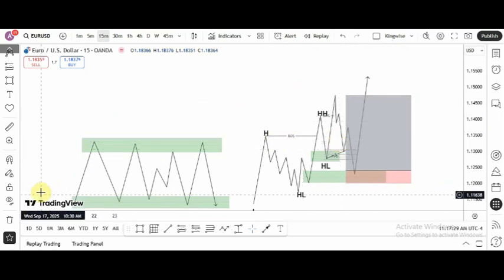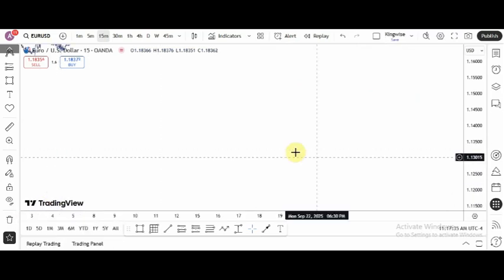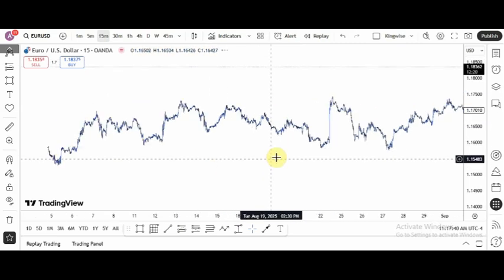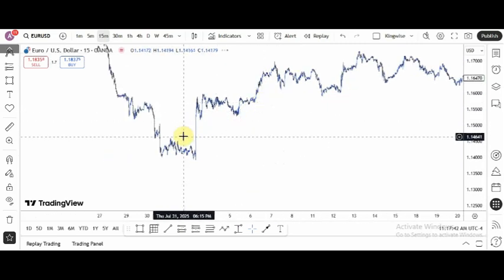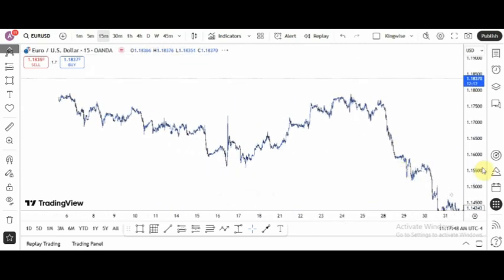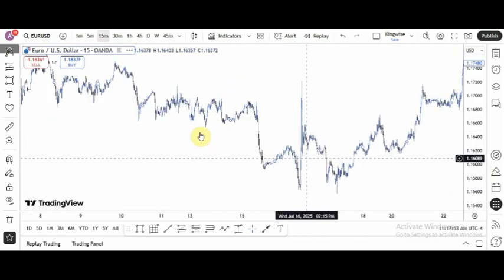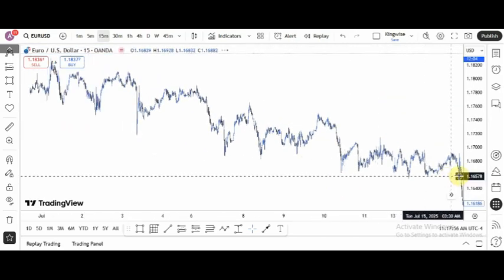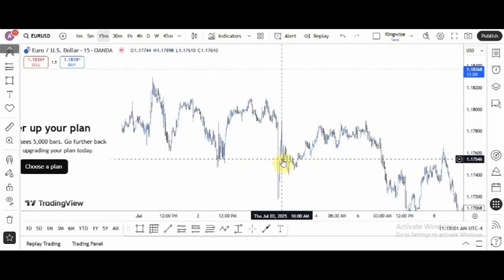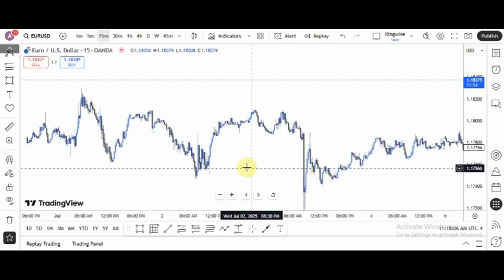So we'll be stopping here. Let's go straight into the chart and see some examples for ourselves. Let's go back so we can have a good example. Okay, so let me zoom out very well.